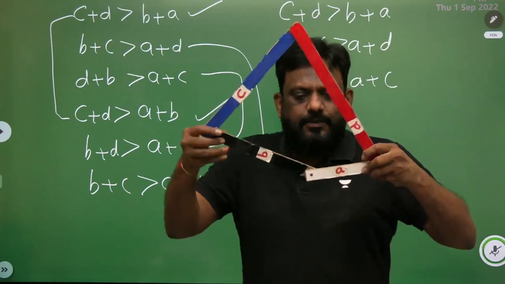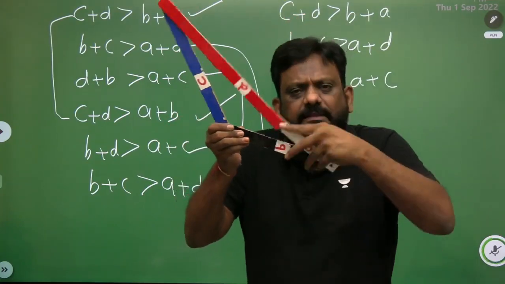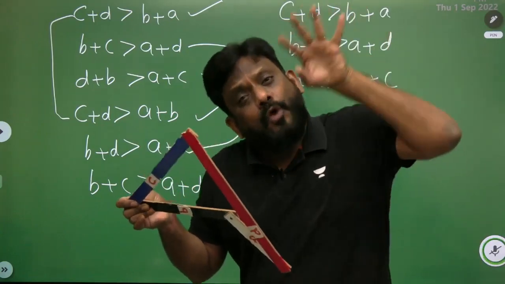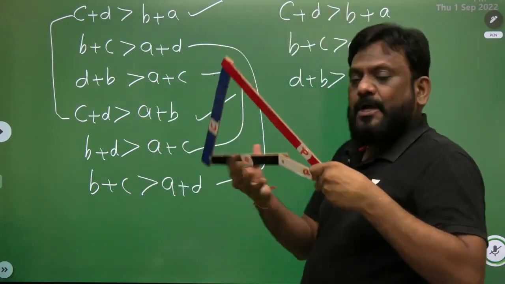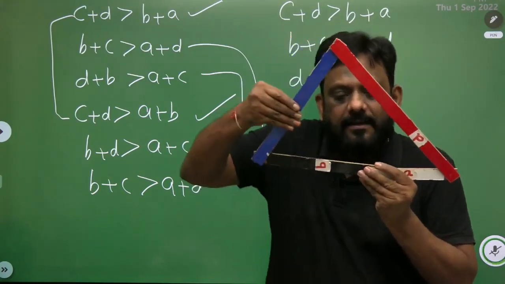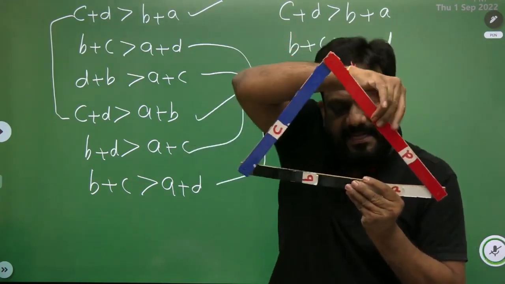Observe here. So dear students, this is the white link. If you want the white link to rotate completely, we have tracked 4 triangles. From those 4 triangles, we got this condition. A is the length of this link, B is the length of this link, C is the length of this link, and D is the length of this link.